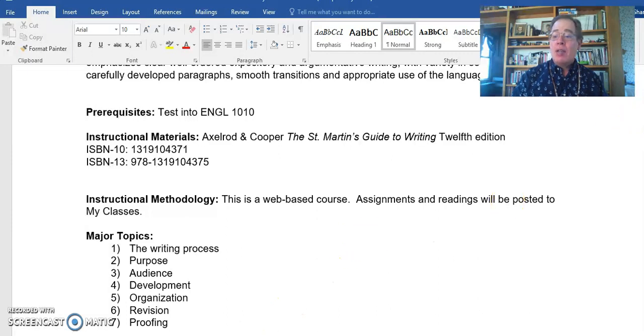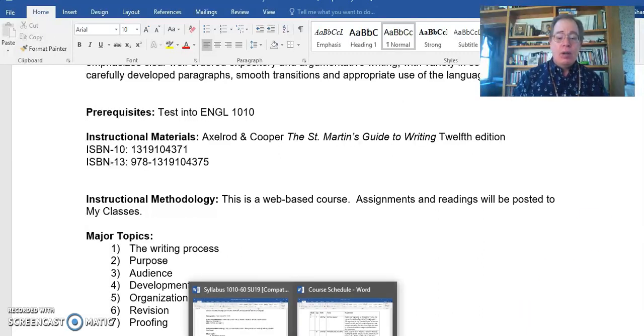As it says here, this is a web-based course. Assignments and readings will be posted to my classes. You log on to my classes, and this is an asynchronous course. By that I mean we don't have a class time. I have created a day-by-day schedule for the course, and that is also uploaded to the course shell.